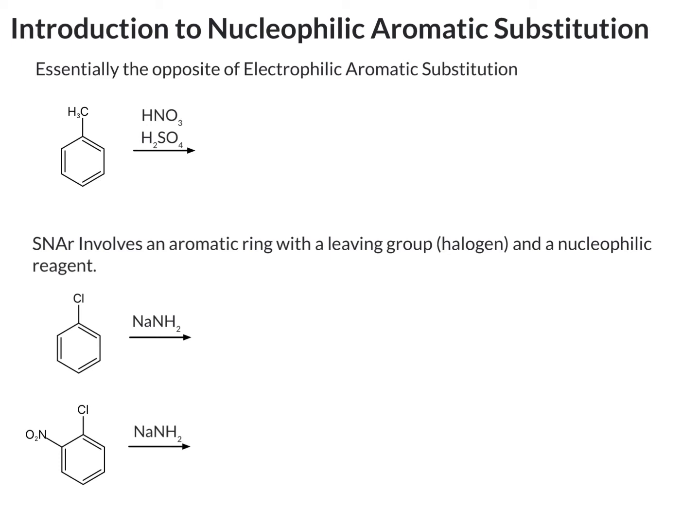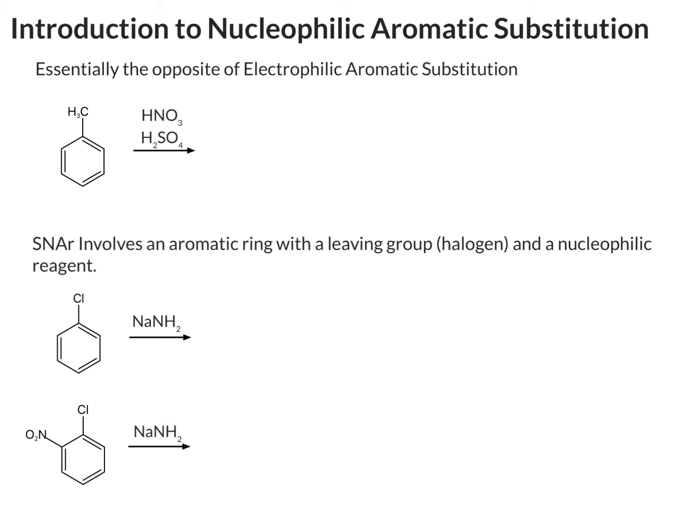In this section, we're going to stick to talking about reactions of aromatic rings, but we're actually going to be talking about the polar opposite of electrophilic aromatic substitution. Instead, we're going to be talking about nucleophilic aromatic substitution. So let's first just quickly review what happens in electrophilic aromatic substitution.